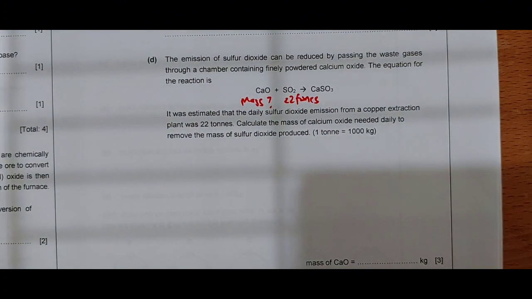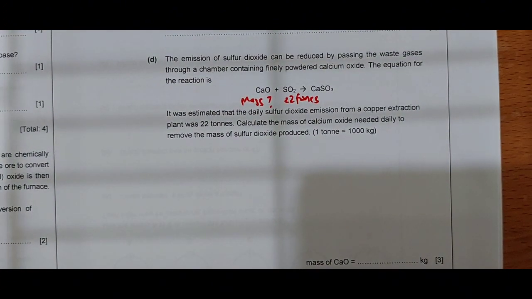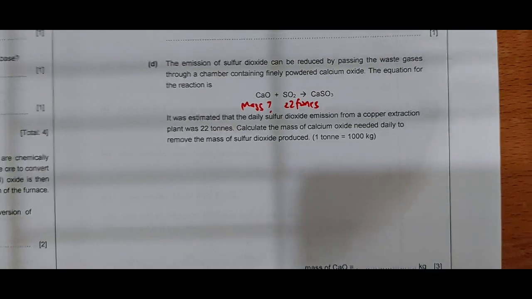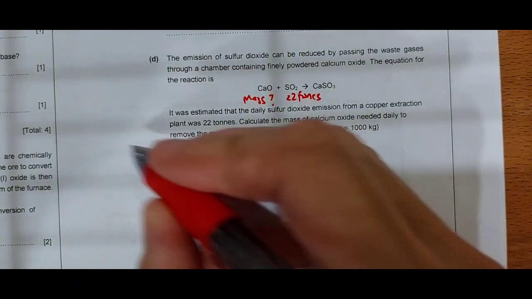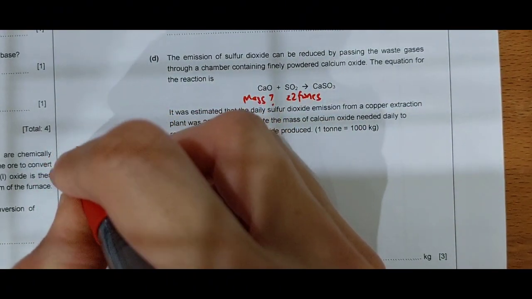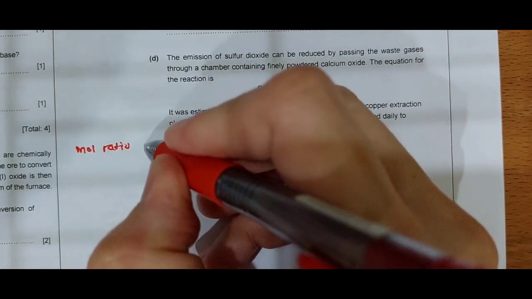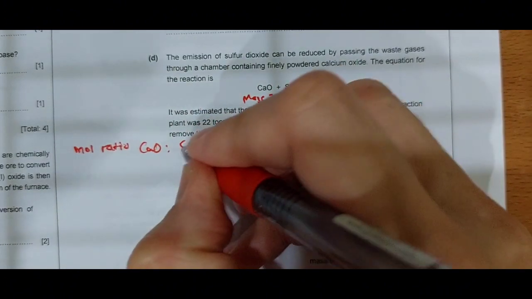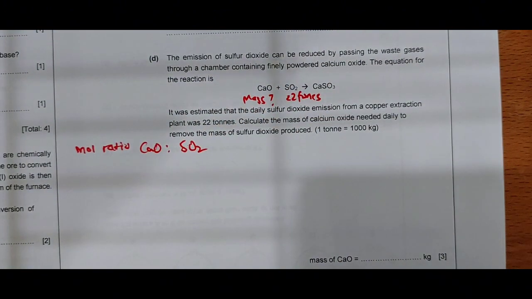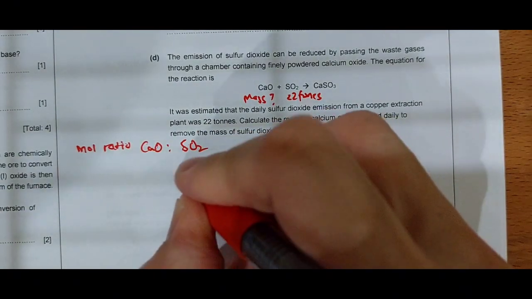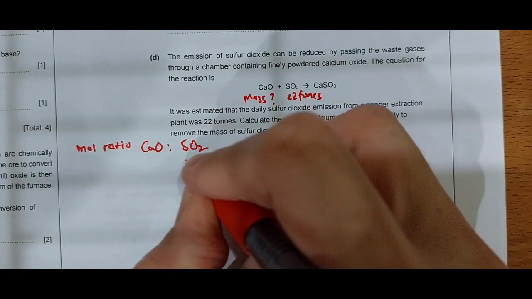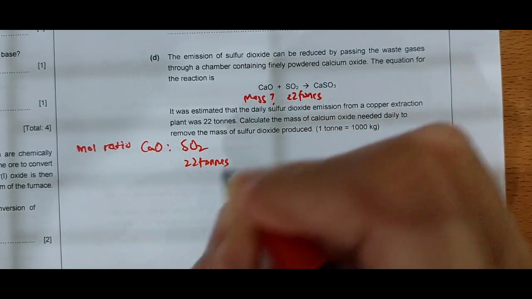So there are two approaches to this question. You can use either one of these two methods. First method, of course, is the mole ratio. Second method is the mass ratio. Okay, let's look at the mole ratio first. First thing you have to look at is the mole ratio between calcium oxide and sulfur dioxide, which is 1:1. Then for sulfur dioxide, I have 22 tons.